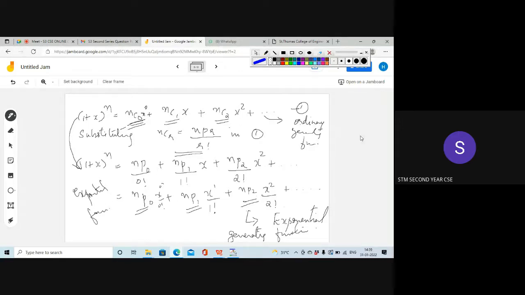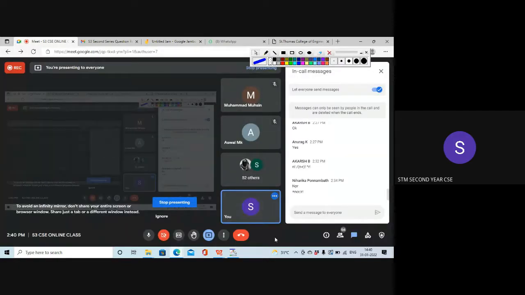So from the binomial theorem, we have proved that the ordinary generating function can be generated from the binomial series, and once you get the ordinary generating function, by substituting the formula nCr is equal to nPr by r factorial, we can convert it into an exponential generating function series. Okay, is it clear?